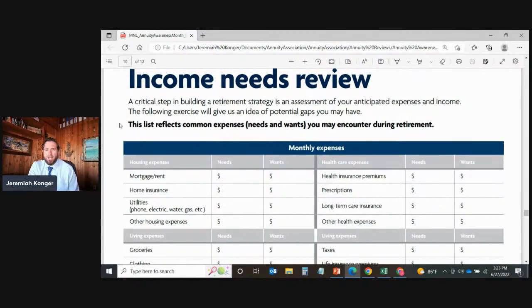So let's talk about income needs review. How can we determine how much income we need and how much we should build into our retirement strategy? A critical step in building a retirement strategy is an assessment of your anticipated expenses and income. The following exercise will give us an idea of potential gaps you may have. This list reflects common expenses, your needs and wants that you may encounter during retirement.